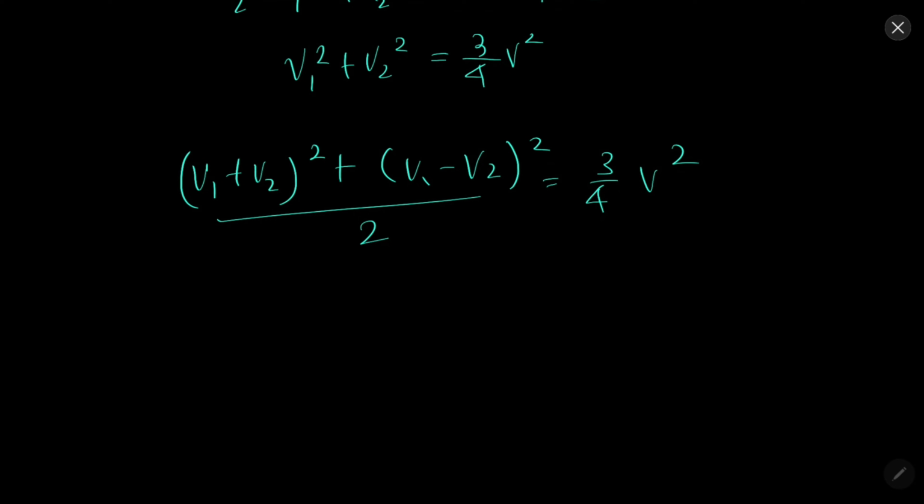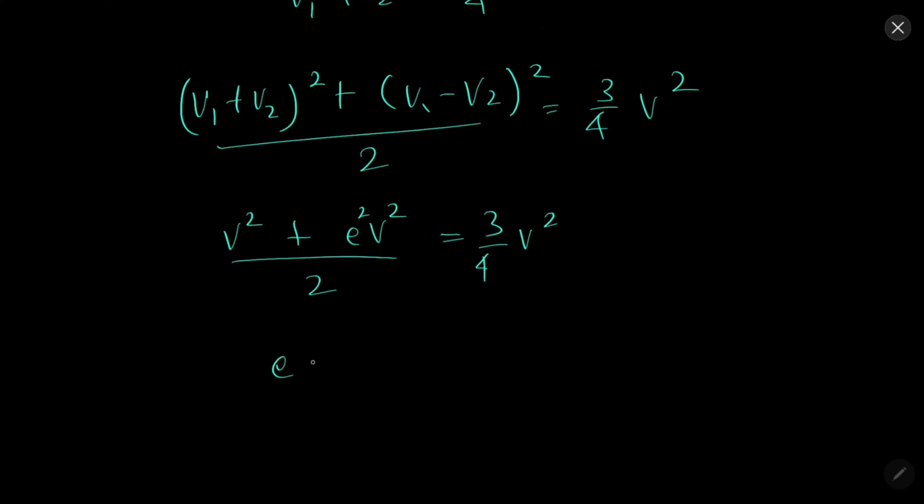So now we know that this is v square and this is e square v square, over 2, equal to 3 by 4 v square. So ultimately e will come out to be 1 over root 2.